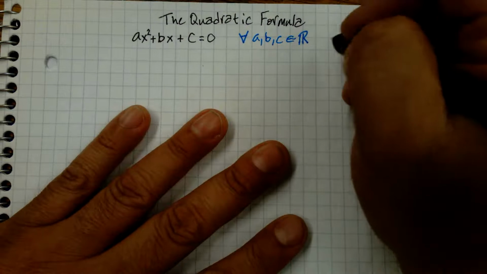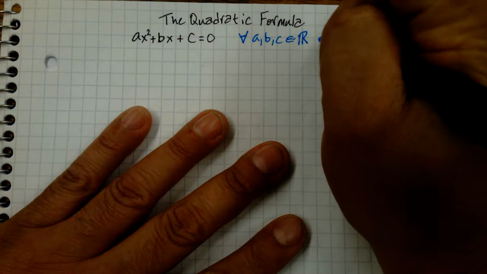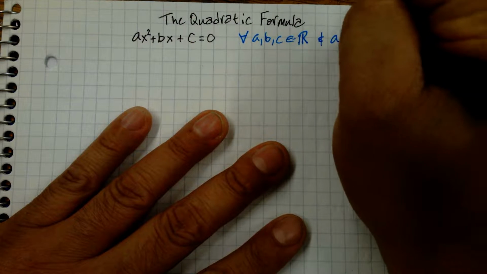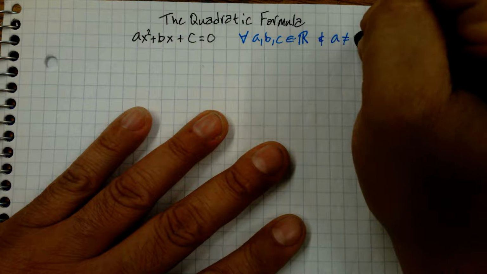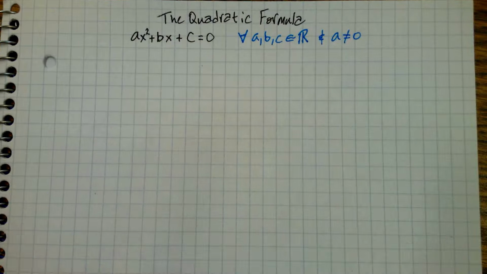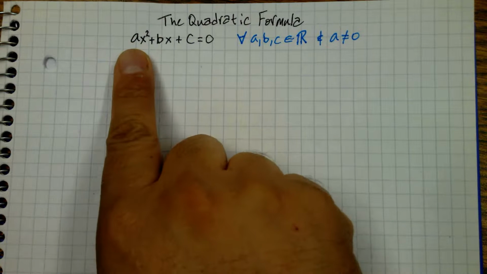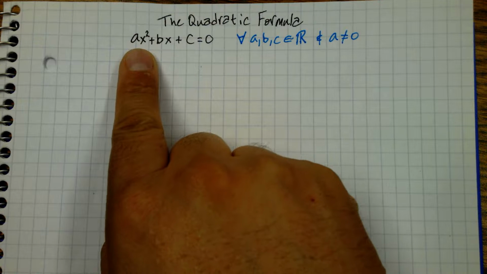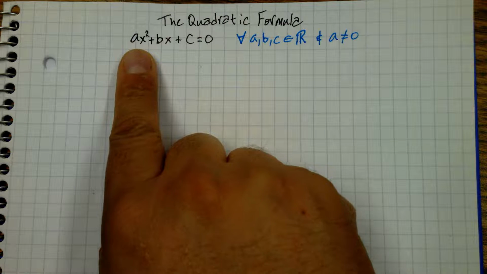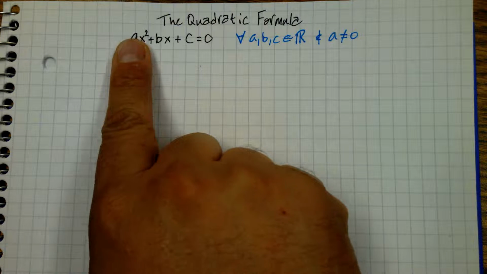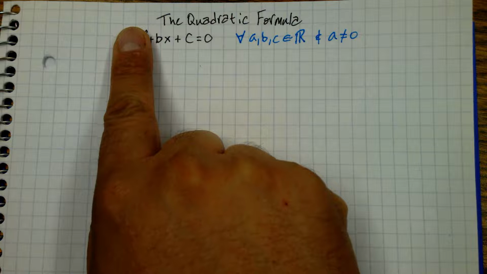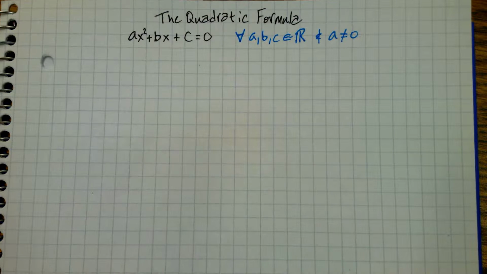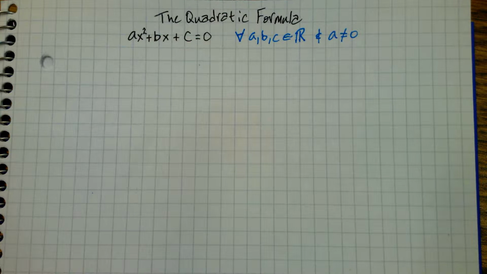And another very important thing, A cannot be 0. Because if A is 0, what happens to our squared term? Yeah, it goes away, right? 0 times anything. And then we'd have a linear equation, and we know all about those. So A can't be 0. Okay, so here's what we're going to do. We're going to perform a step, and then we're going to explain what that step is.